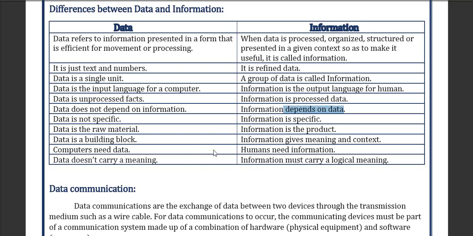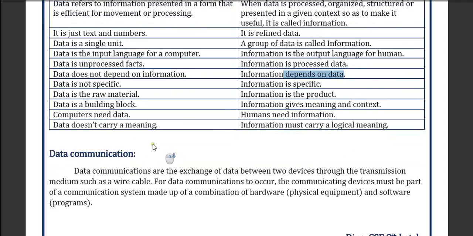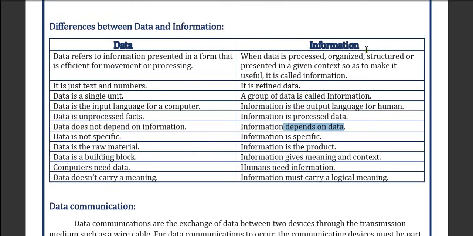Data is the raw material, and information is the processed one. Data is a building block, but information is a construct. Computers need data and humans need information. Data does not carry meaning, but information carries meaning. You can take a snap of this one because this question is very important from the exam point of view.